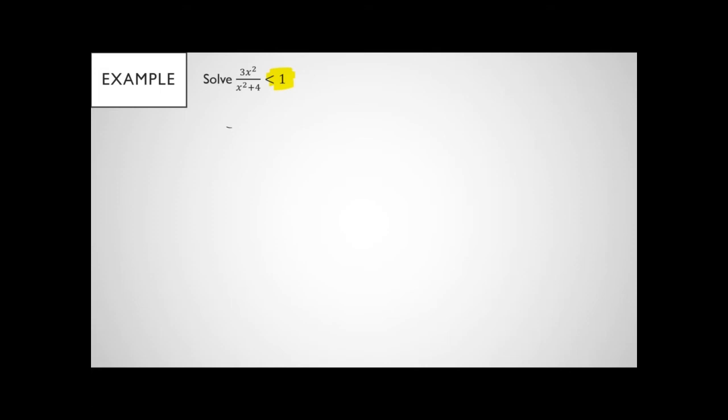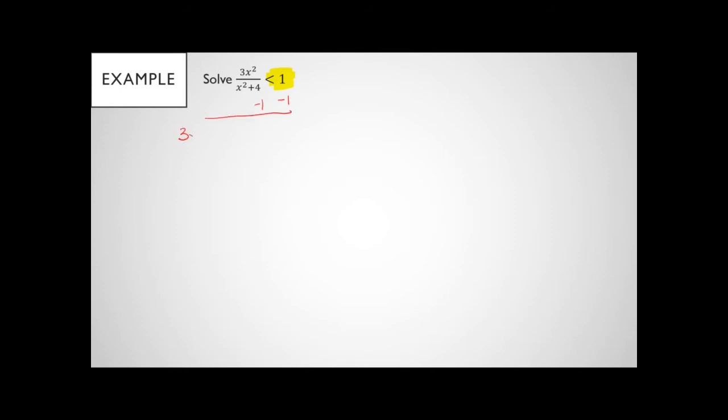There is a 1 here. That is a problem, because in order to do what we're doing, we have to have one side equal to 0. We're not equal, so we don't have an equation. We have to have 0 on one side. So our first step needs to be subtracting 1 from both sides, because we have to get one side to 0.